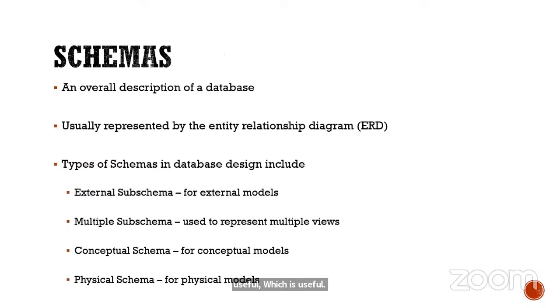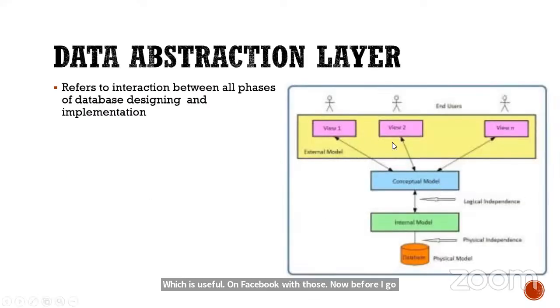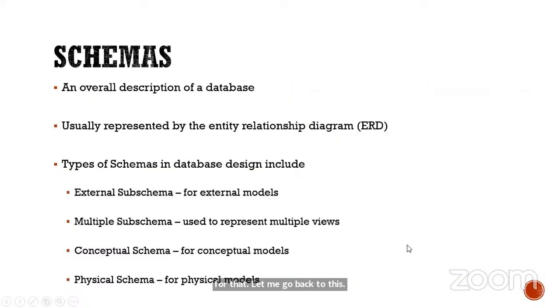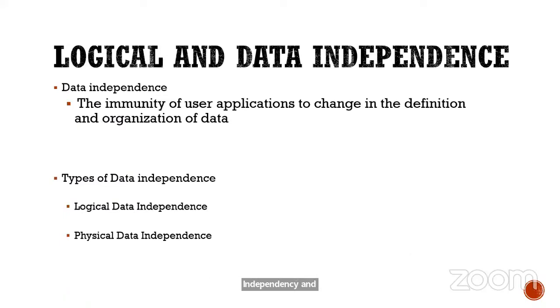physical models. Now, before I go further, let me go back to this diagram. In this diagram, we talk about logical independency and physical independency. Now, what do we mean by data independency? Data independency refers to the immunity of the application to changes in definition and organization of data. When we say data is independent, we find that data can change without affecting the usefulness or function of the data.